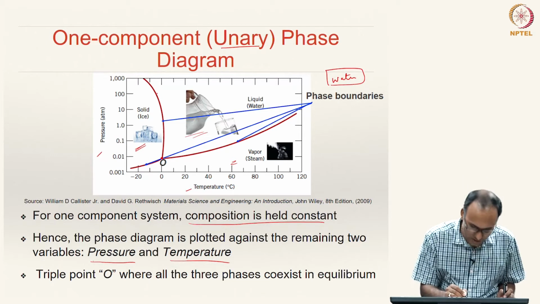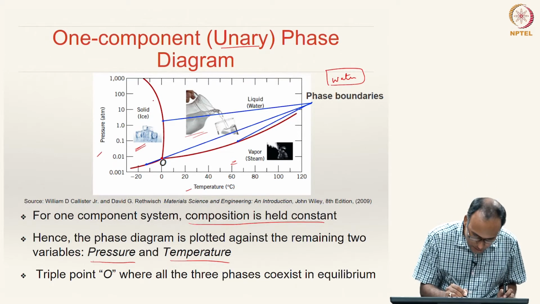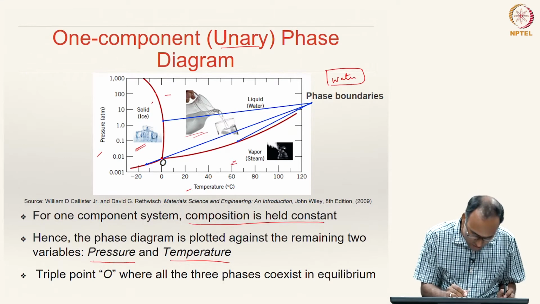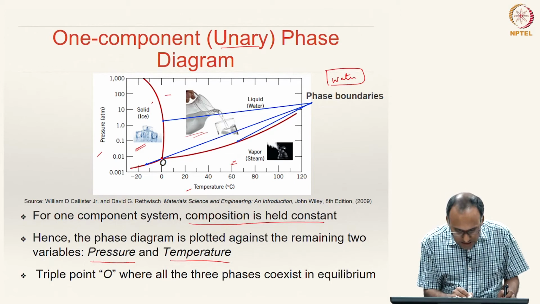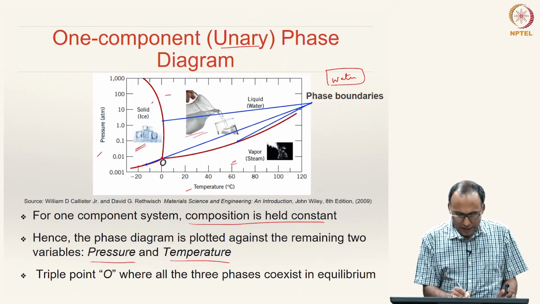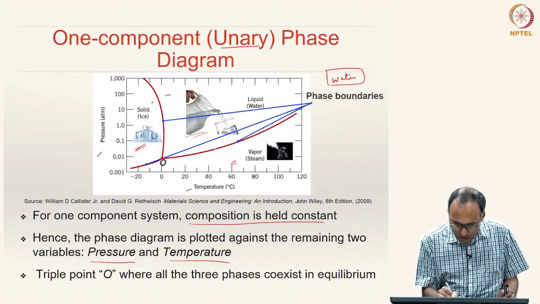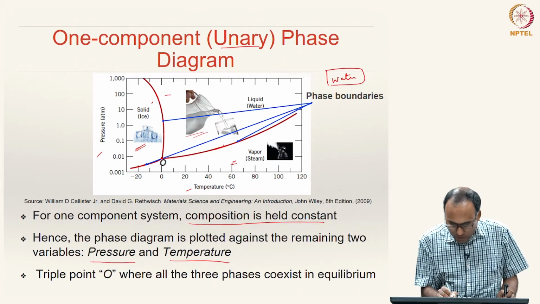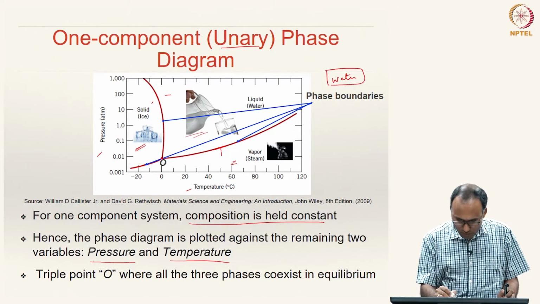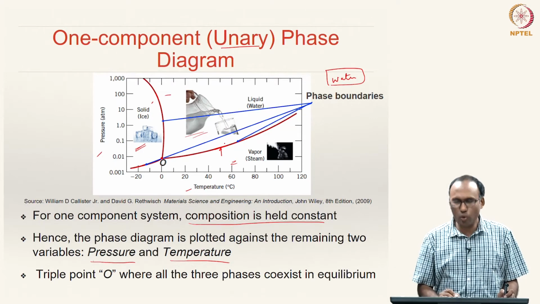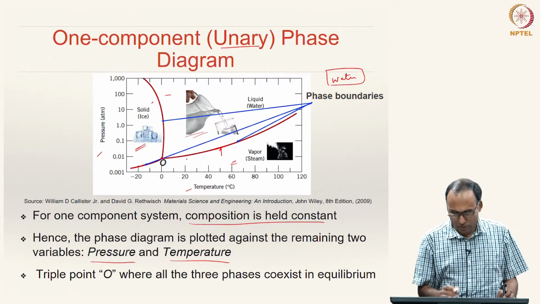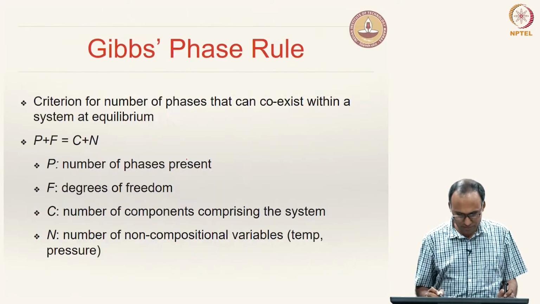and on all other boundaries two phases coexist. For instance, this boundary is between the solid phase and the liquid phase, and hence on this boundary both solid and liquid coexist. This is the boundary between solid and vapor, and hence solid and vapor coexist. On this boundary you have liquid and vapor, and hence these two phases coexist on that boundary for various temperatures and pressures.